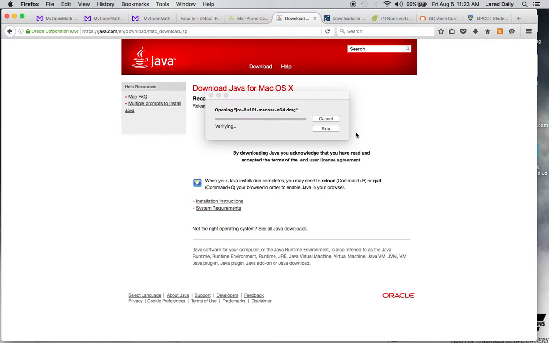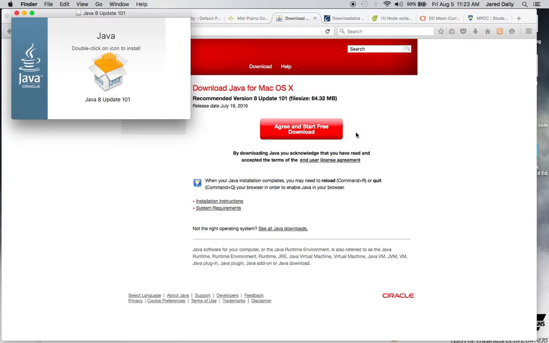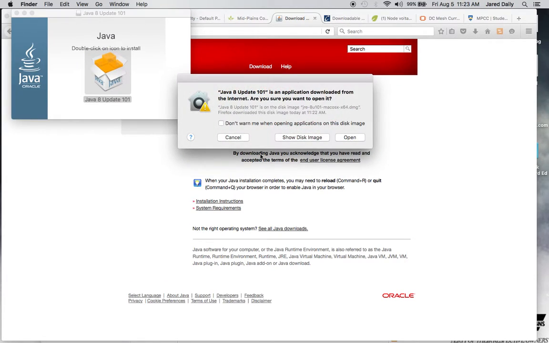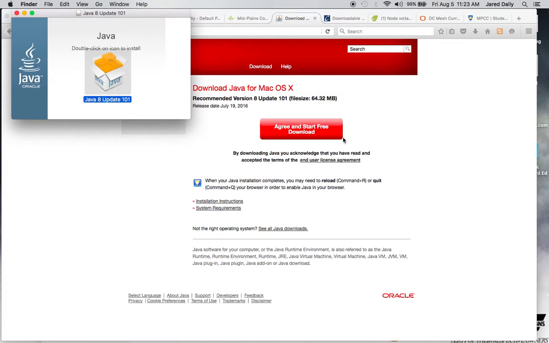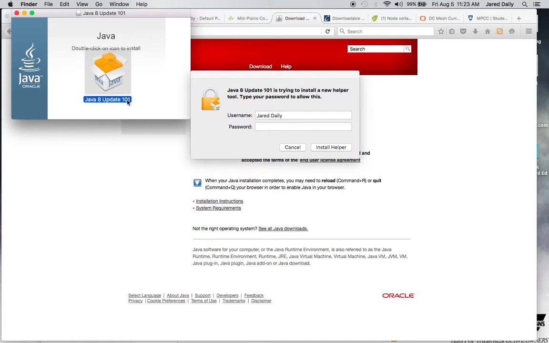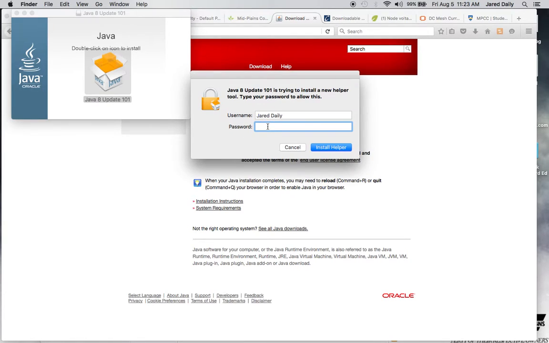Hopefully it won't take too long for it to run. What I'm downloading is called the Java Runtime Environment, and it helps to run simulations on computers that are realistic. A lot of science experiments on computers are run in Java.